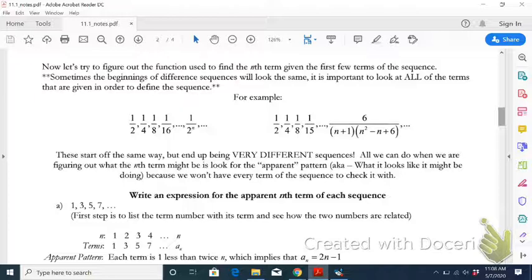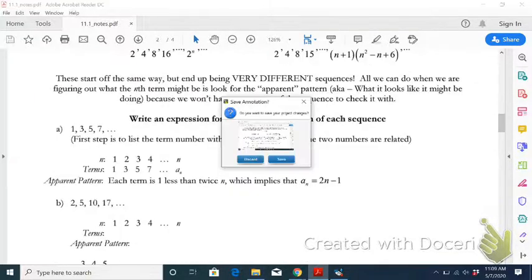So they start off the same way, but end up being very different. All we could do when we are figuring out what the nth term might be is to look for an apparent pattern, all right, what it might be doing. Because we won't have every term in the sequence to check with, just the first few. So let's practice that right now.